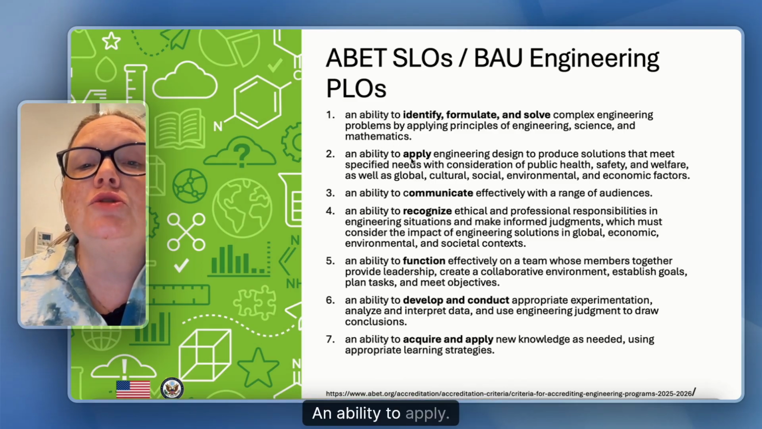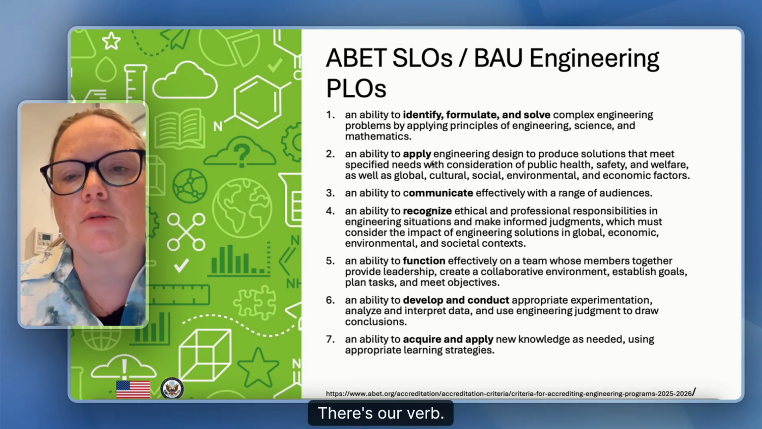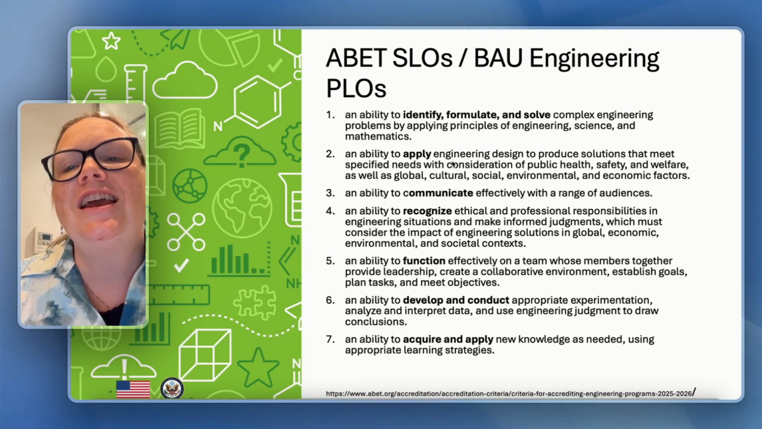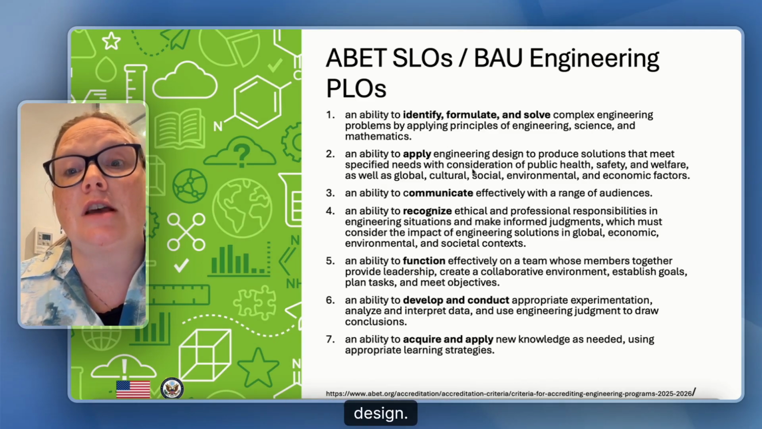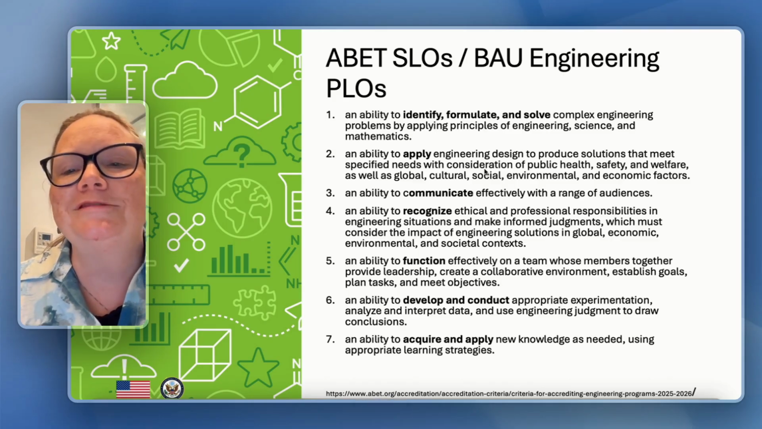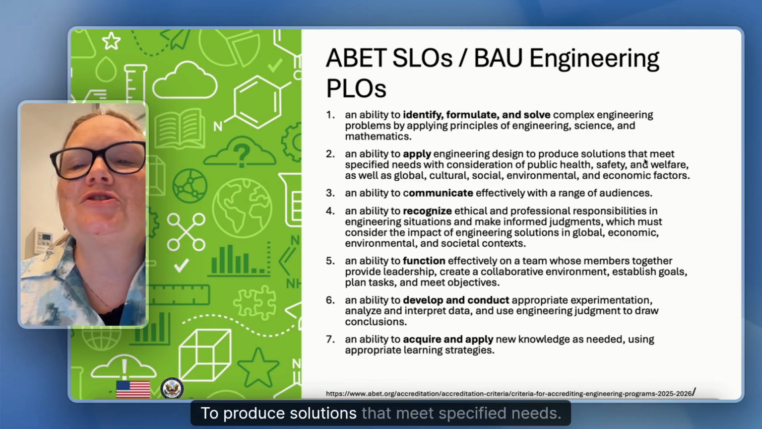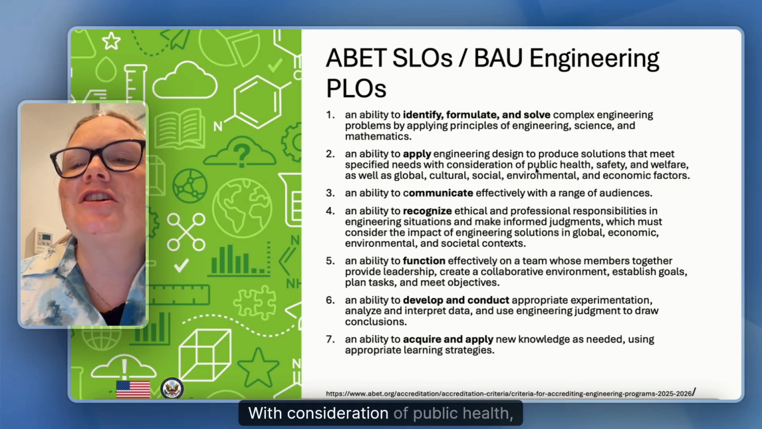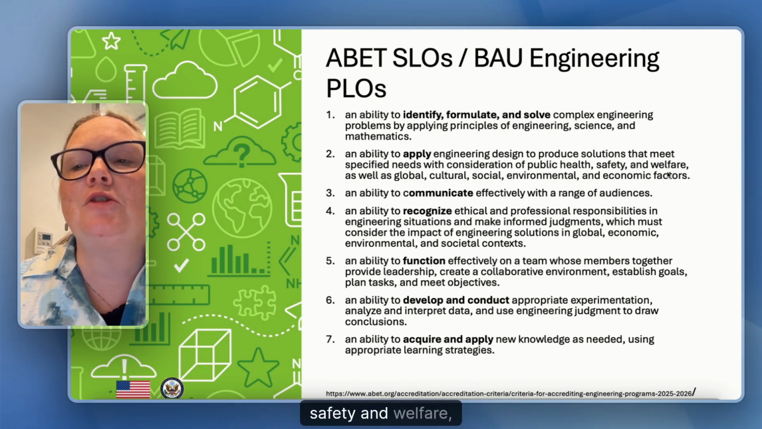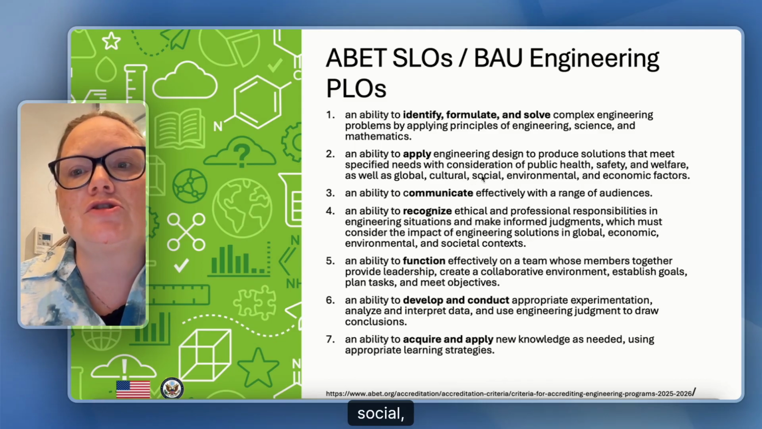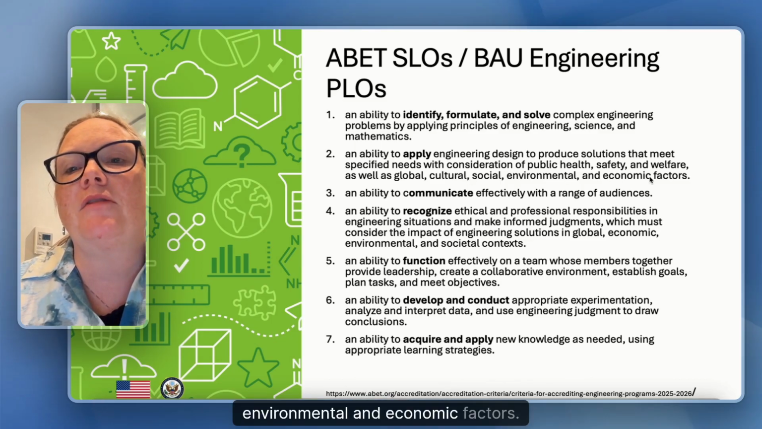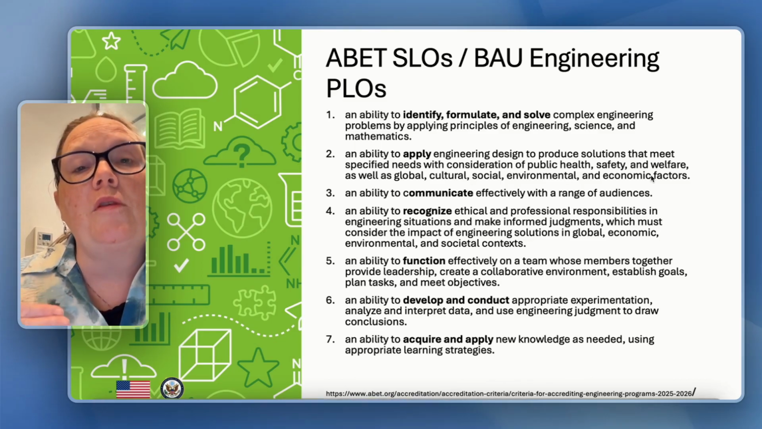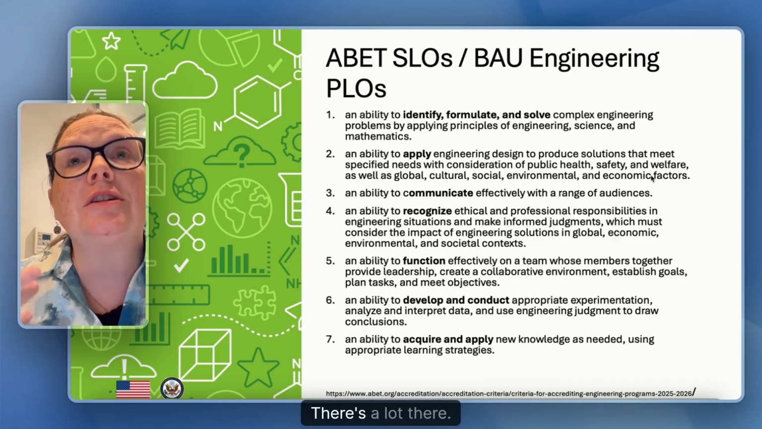An ability to apply, there's our verb. What are we applying? Engineering design. Why? To produce solutions that meet specified needs. How? With consideration of public health, safety, and welfare, as well as global, cultural, social, environmental, and economic factors. Ooh, that's a mouthful. There's a lot there.